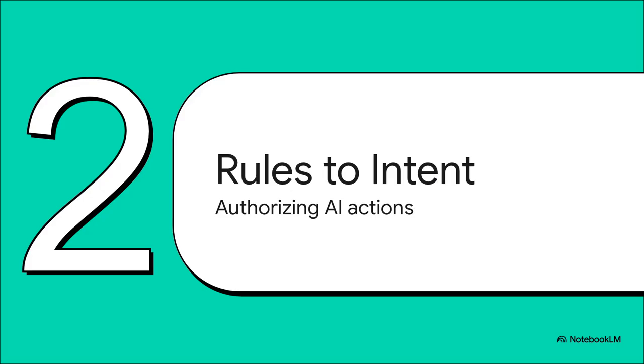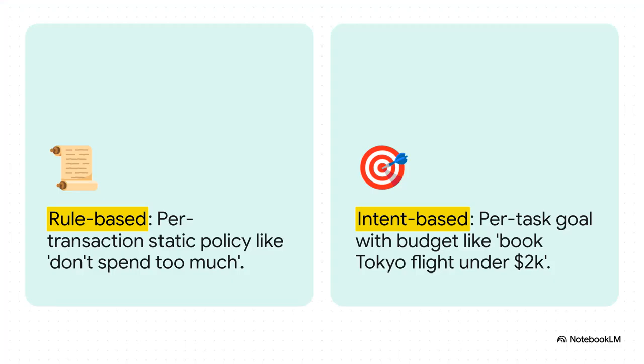Section 2, from rules to intent. Because this financial access is just so unforgiving, it forces a complete rethink of how we authorize these actions. Traditional finance relies heavily on rule-based authorization. It's very static, very per transaction. You might give a corporate card to an employee and say, hey, don't spend too much. But if you say too much to an AI, that is completely meaningless without rock-solid context.